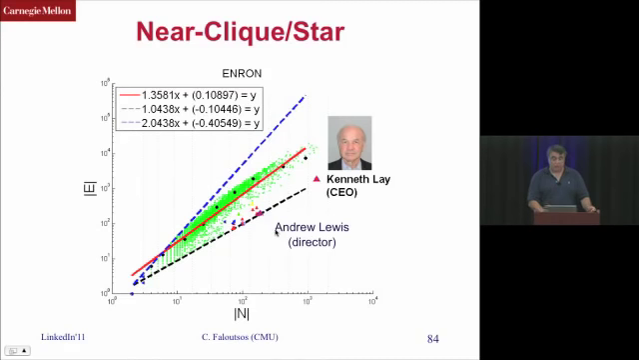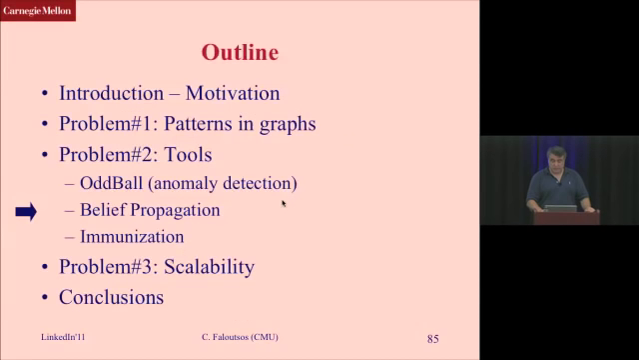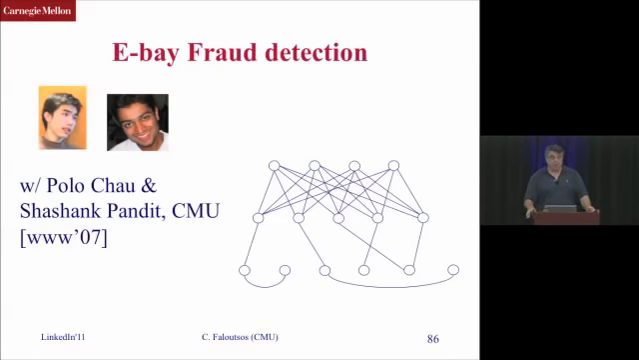This is also a director. Andrew Lewis was also a director, and most of the other people on the slope 1 line were directors apparently sending messages to subordinates that they didn't know each other. Let's skip this part. Actually, no, let's continue this part. So, eBay fraud detection.